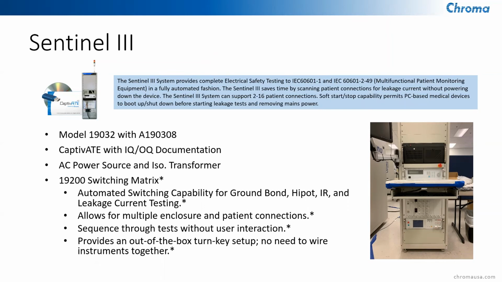As well as when we get into leakage current testing here, it says that it allows for multiple enclosure and patient connections. So if you have to test more than 2 enclosure points or patient lead points, this will do all of the switching for you automatically. So you can sequence through your tests without any user interactions. You will use the software to go through that test sequence, and it provides an out-of-the-box turnkey setup without needing to wire or configure any instrumentation together.